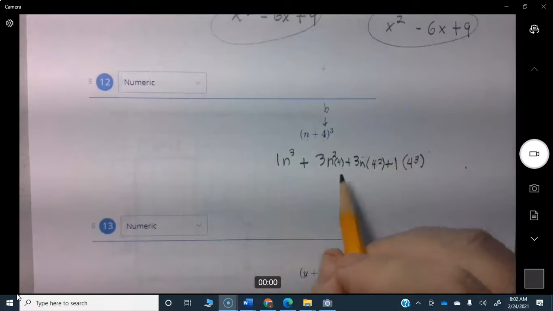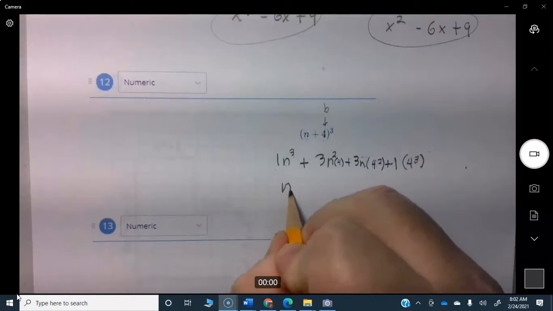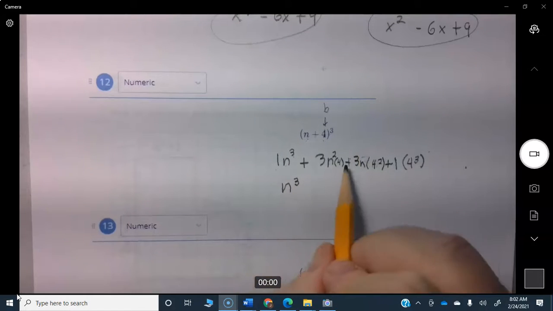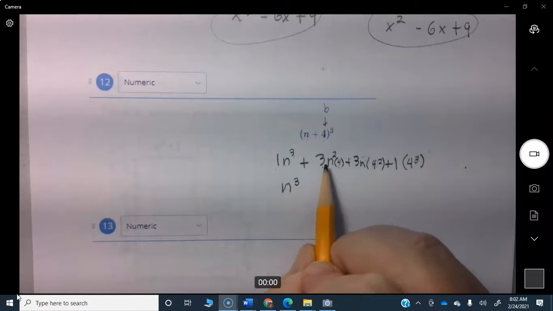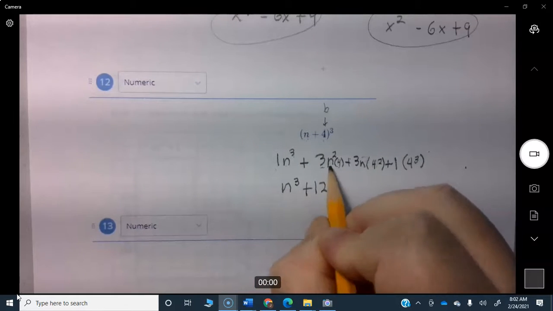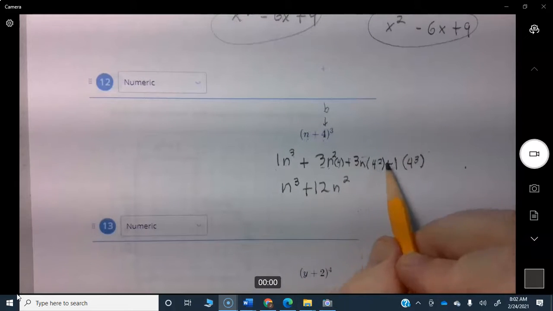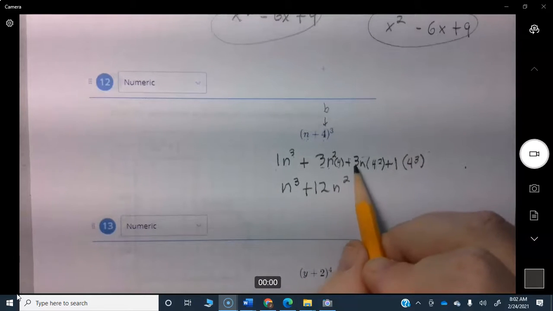So now I'm ready to come down here and simplify it. 1 n to the 3rd is n to the 3rd. This is 4 times 3 is 12. So you can combine those two and make it 12, plus 12. And then you still have the n squared. Now you have 4 squared is 16 times 3.